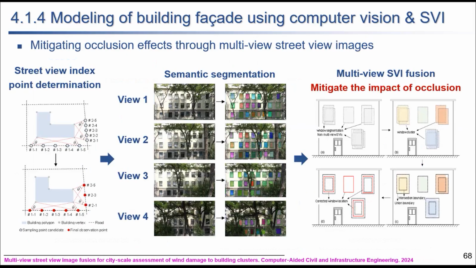But in some cases we cannot get permission to fly drones, so we can still use street view images to do the job. But with street view, there are always some trees or other objects blocking the view of the windows. So we take different view images and combine them together to recognize each window on the facade.